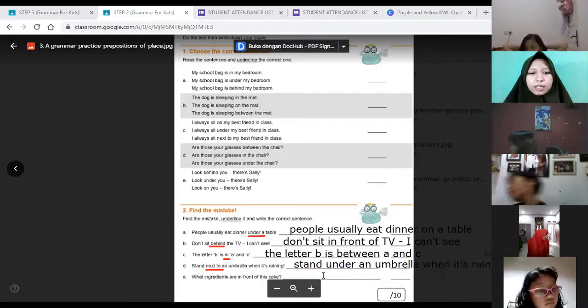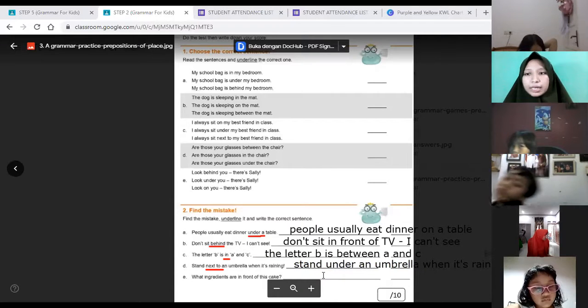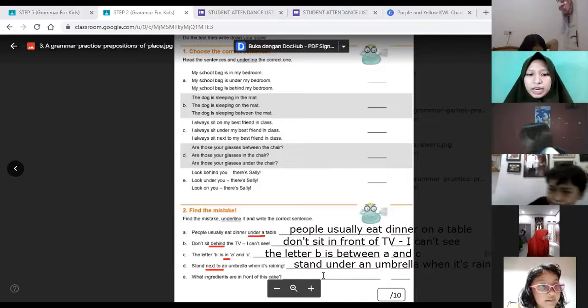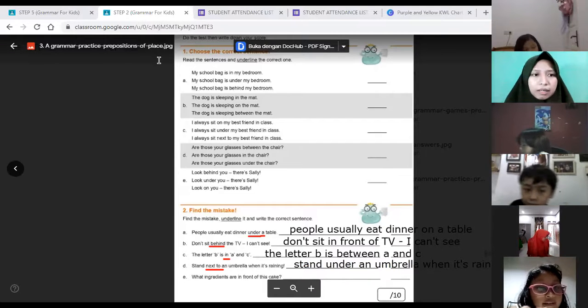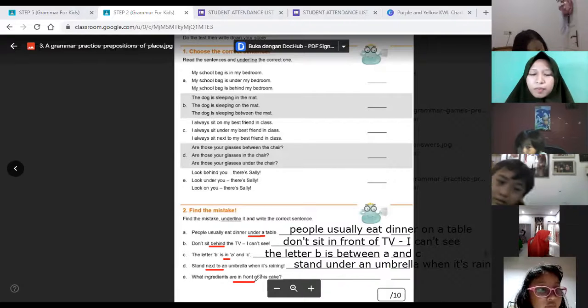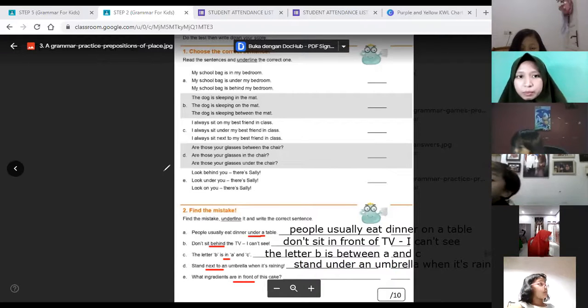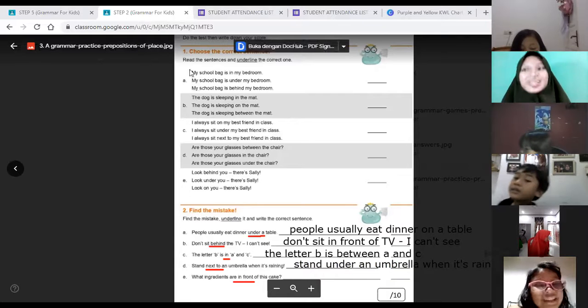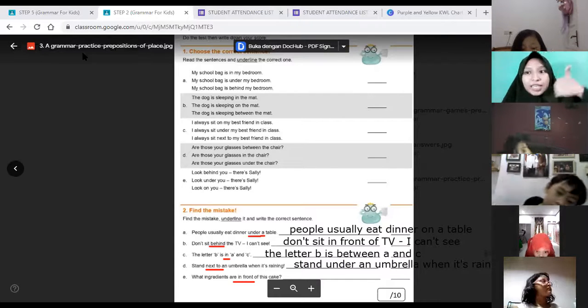Okay. So what about the last, everyone? What ingredients are in front of this cake? In front of. Okay, great job. What is the correct one, everyone? In. Okay, great job. In.